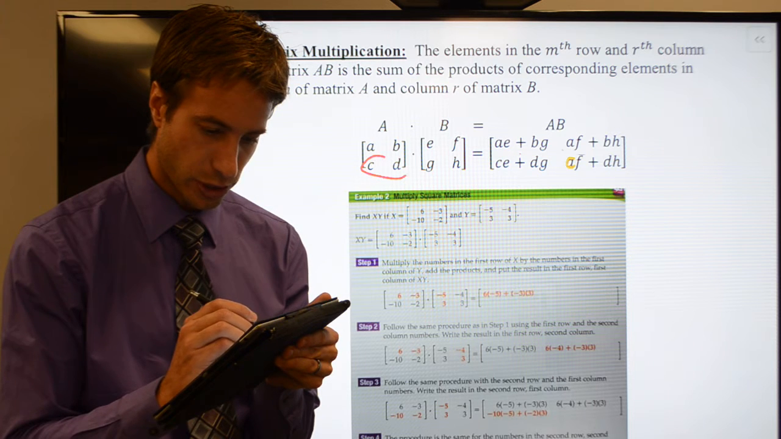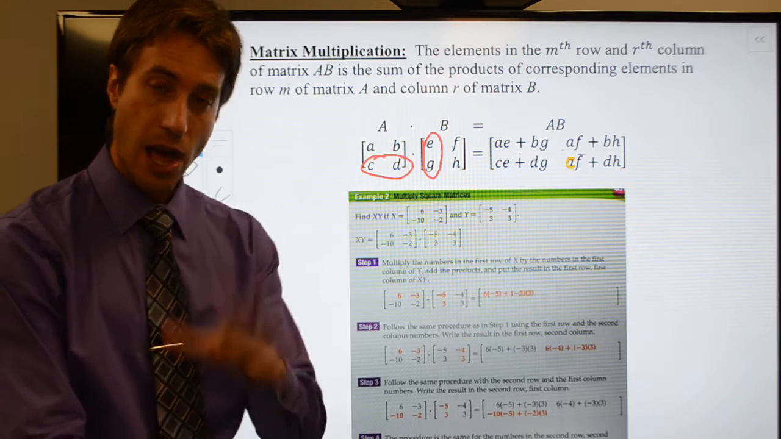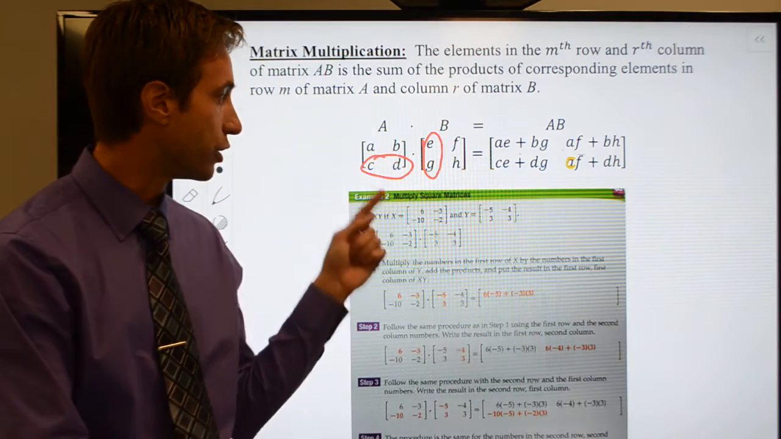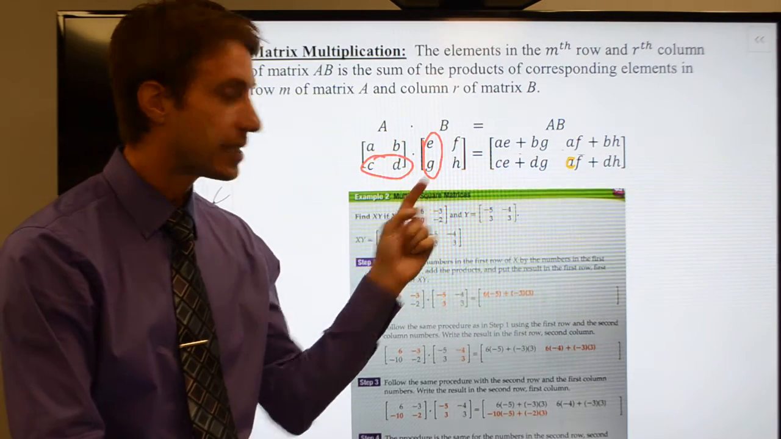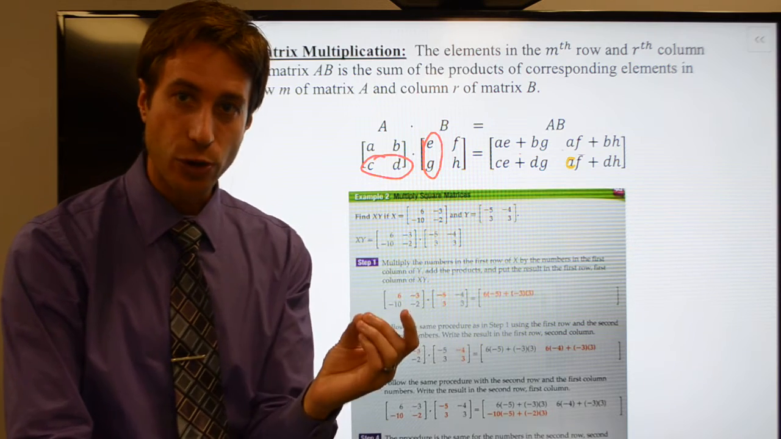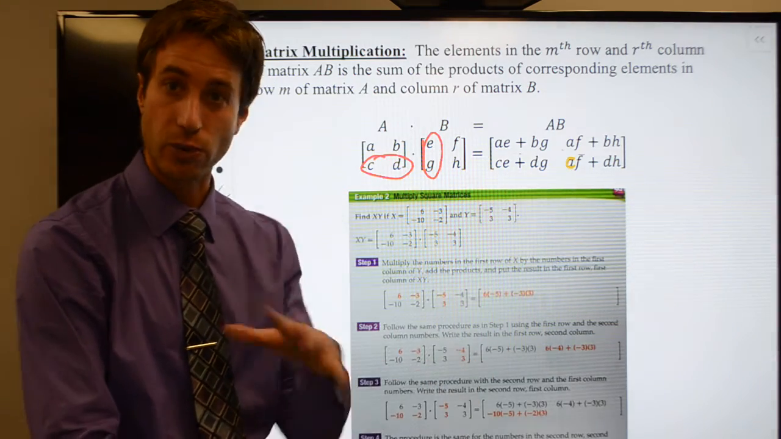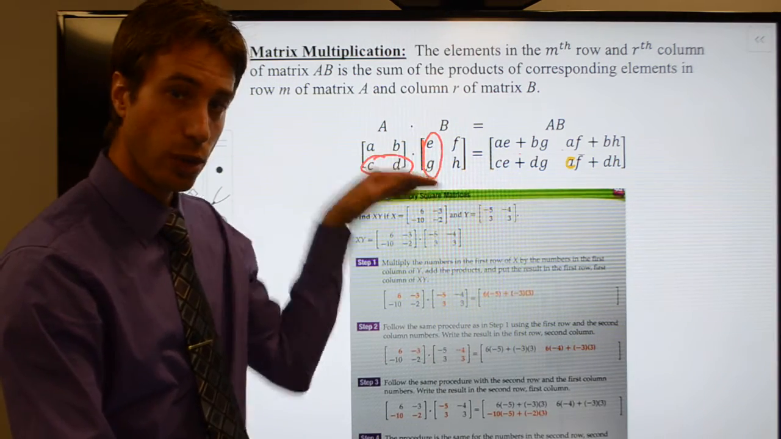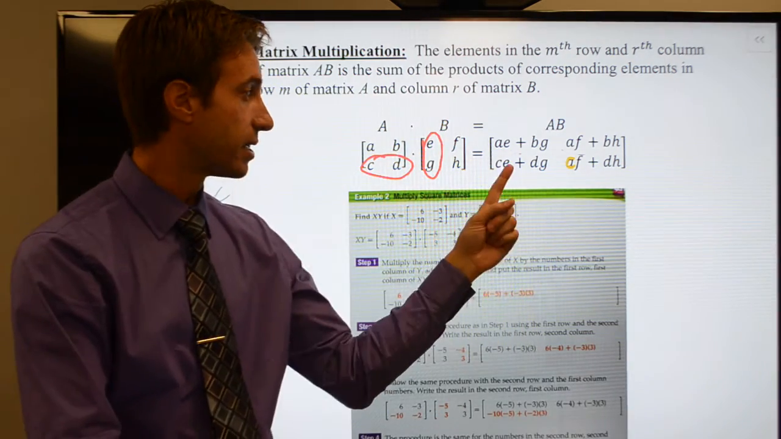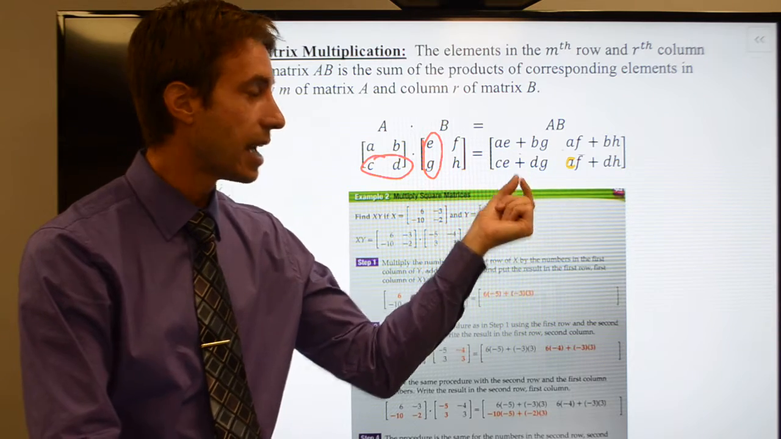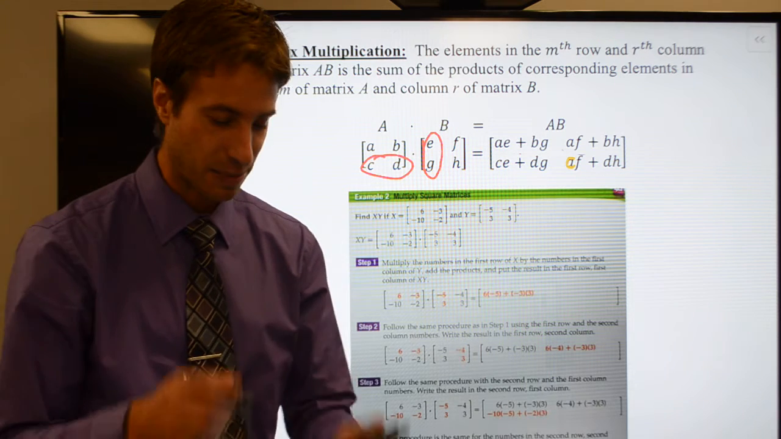And here's what we're going to do. We'll start with row 2, and we'll take column 1. Same process, right? I'm going to do C times E. I'm going to do D times G. I will add those products together, and it will go into the third position, right? Which is row 2, column 1. C times E, D times G, add them together, and I get that third element.